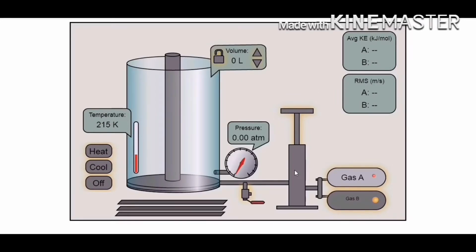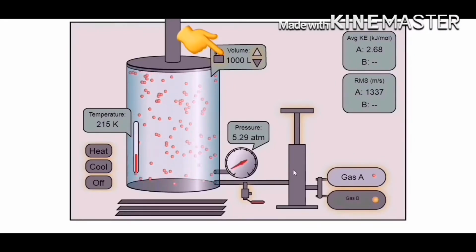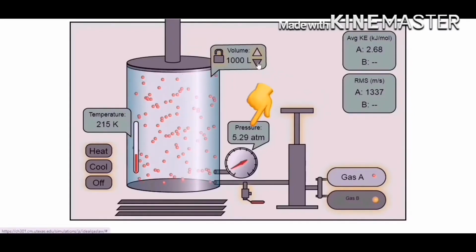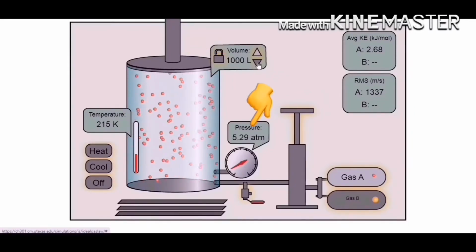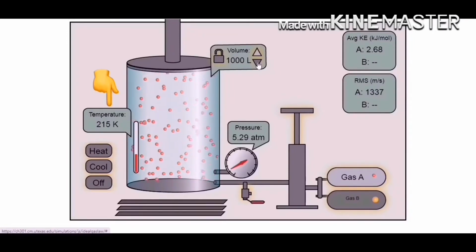Let's get to know first what's in here. We have a gas container, an air pump, a barometer that records the amount of pressure, and a thermometer that will measure the temperature. In this setup, gas molecules occupy 1,000 units of volume, and the pressure inside the container is 5.29 atmospheres at a constant temperature. Since we will hold the temperature constant, this means that we will not vary the temperature.